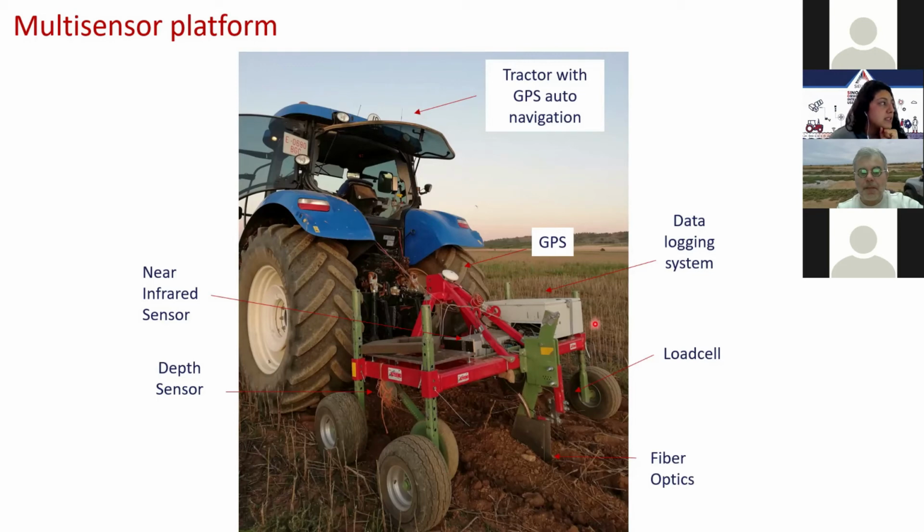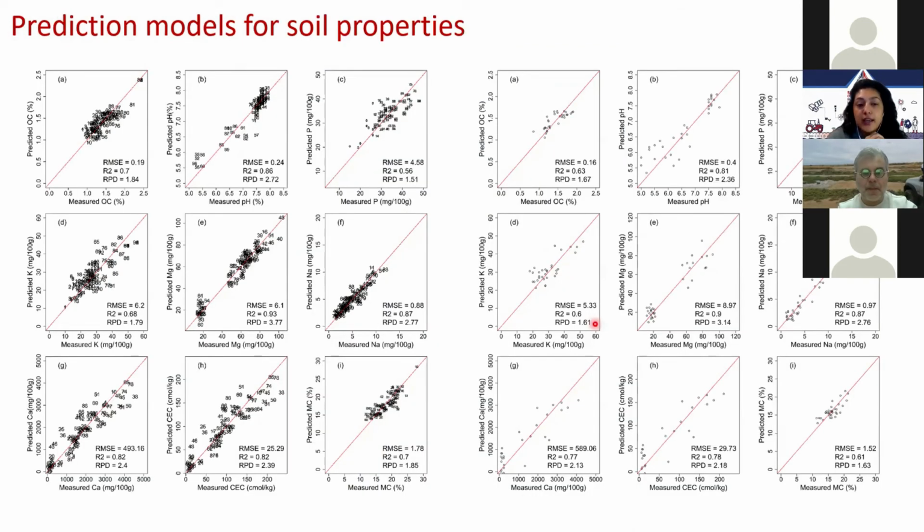What happens with this data? For the soil spectra, we also collect some random samples in the soil in the field. With these random samples and the full soil spectra collected along the field, we create prediction models. The prediction models are developed for these 9 main parameters: organic carbon, pH, potassium, magnesium, phosphorus, sodium, calcium, exchange capacity, and moisture content.